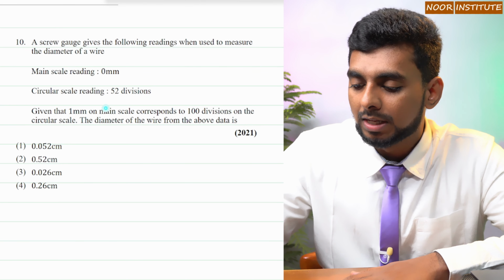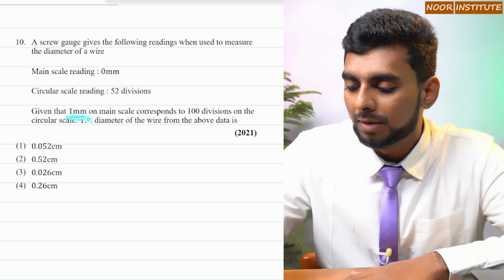So here the least count is given that 1 millimeter on the main scale corresponds to 100 divisions. So actually this is like a pitch. For 1 millimeter, I'll be able to get 100 divisions on the circular scale. The diameter of the wire from the above data is, so what I need to find here is, first I need to know what is the least count. So least count is obviously 1 divided by 100 millimeter. Therefore, it should be like 0.01 millimeter. I know this one straight away.